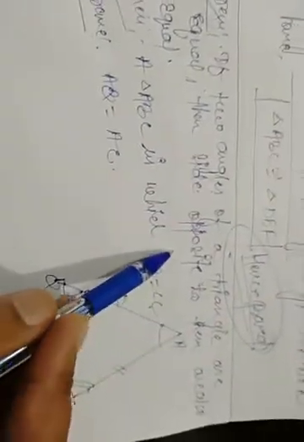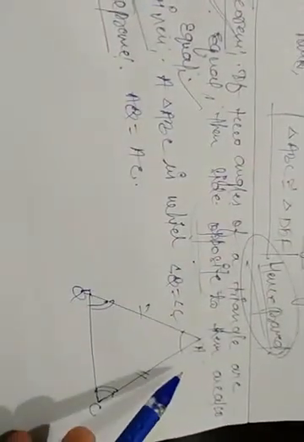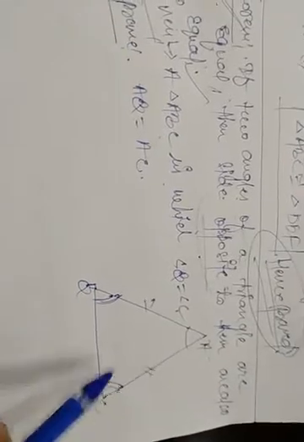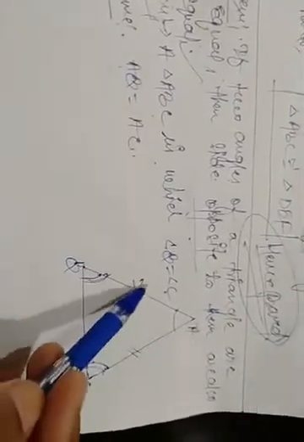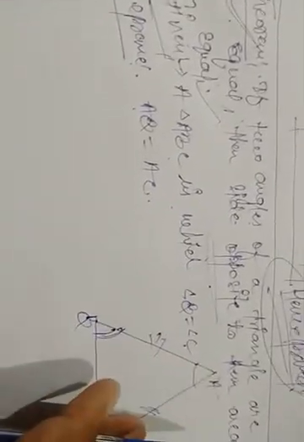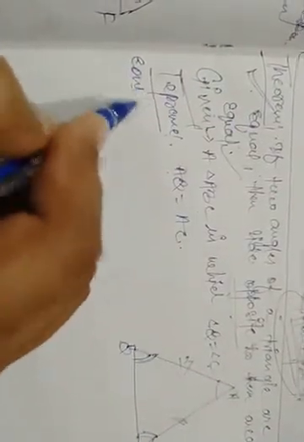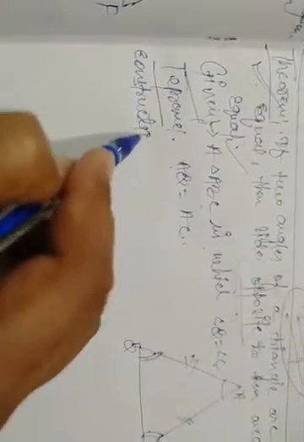According to the theorem, we have to show that if two angles of a triangle are equal, then the sides opposite to them are also equal. Here we write the given: a triangle ABC in which angle B is equal to angle C. Then we have to prove AB is equal to AC, and in proving that theorem we have to do some construction. Let's take the construction.